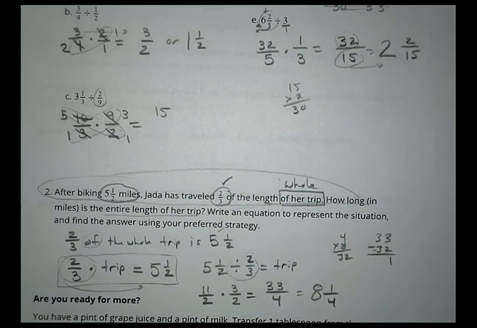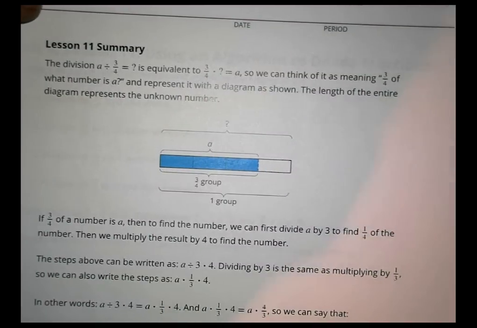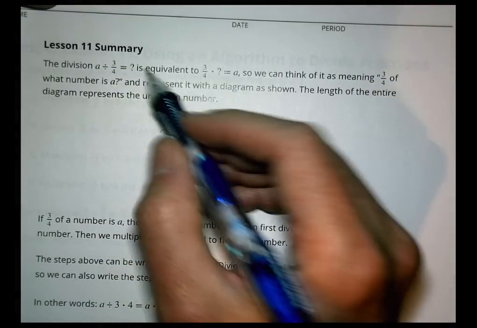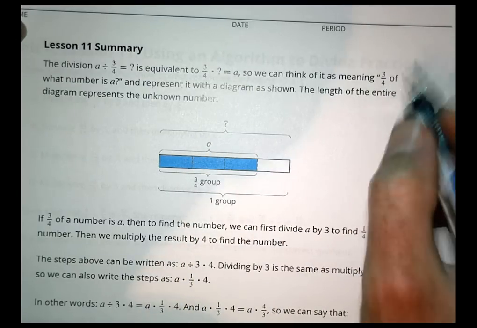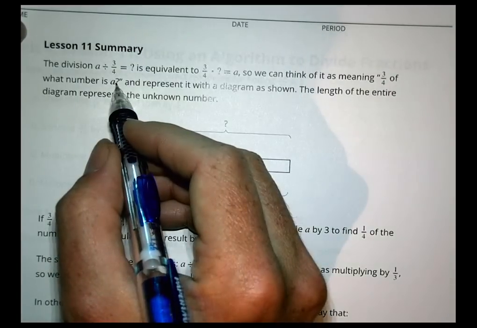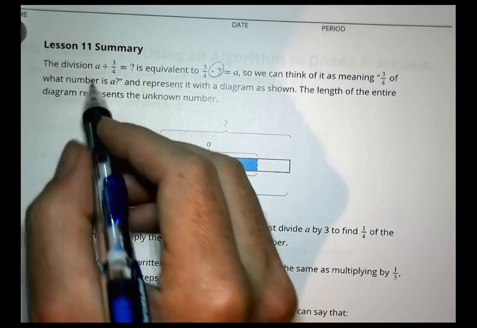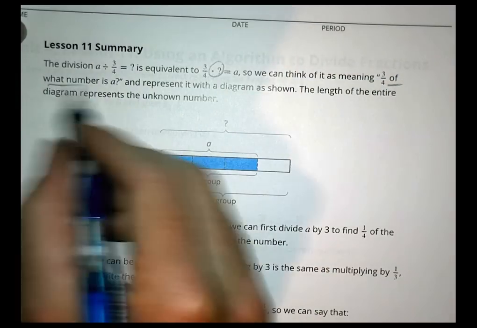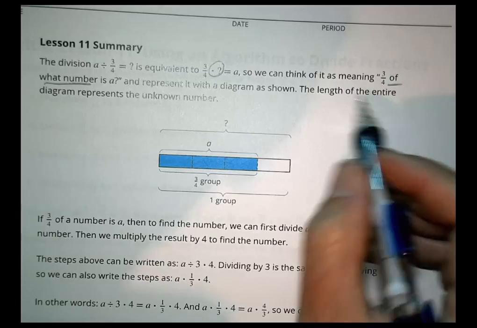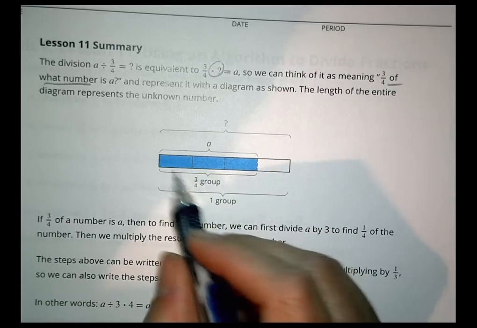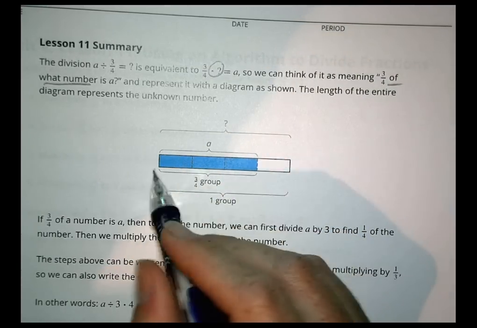Okay, so that's really it for today's lesson. Let's take a look at your summary. Our summary tells us the division a divided by 3/4 is equal to question mark is equivalent to 3/4 times a question mark equals a. So we can think of it as meaning 3/4 of what number is a? 3/4 of what number? That's this part there. Of what number is a? To represent in a diagram as shown, here we go. The length of the entire diagram represents the unknown number. So we know we're looking for the whole amount, and this is 3/4 of a.